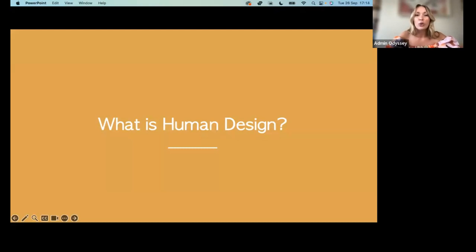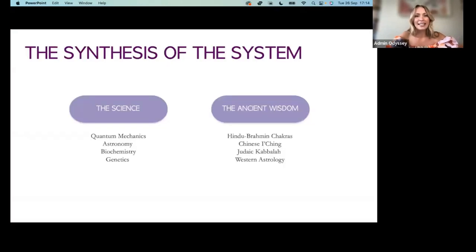Human design is a new system, which is a synthesis of science and spirituality. So it combines things such as the chakra system, the Chinese I Ching, the Kabbalah and astrology, as well as things like quantum mechanics, astronomy, biochemistry, and genetics. It's important to say that human design is not any one of these systems, but it is a synthesis of them all and is an entirely new system in itself.